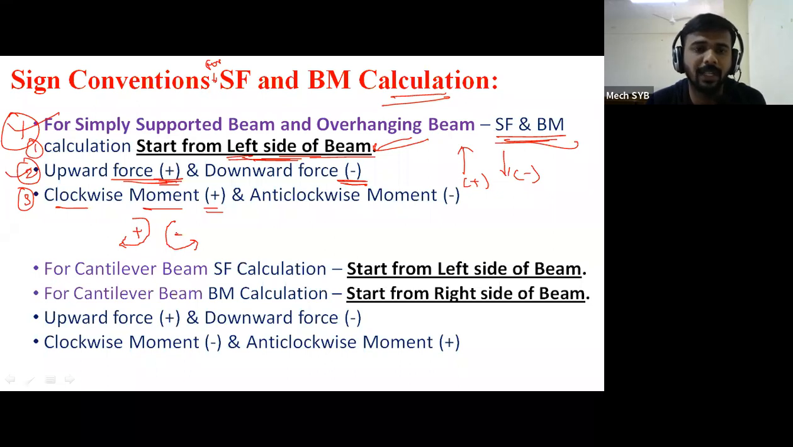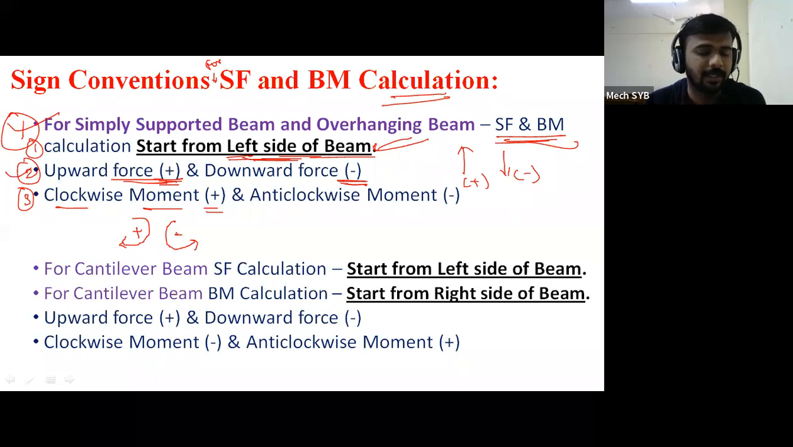And now we will just think about this only. For cantilever, we will see afterwards. So take these 3 points. SF and BM calculation start from left side. Upward forces positive, downward forces negative. Clockwise movement or clockwise couple. Couple and movement are the same. Couple is equal to movement. Clockwise movement or clockwise couple take positive, and anti-clockwise movement or anti-clockwise couples we have to take negative.